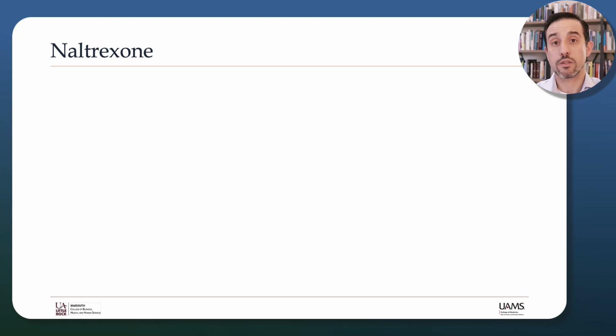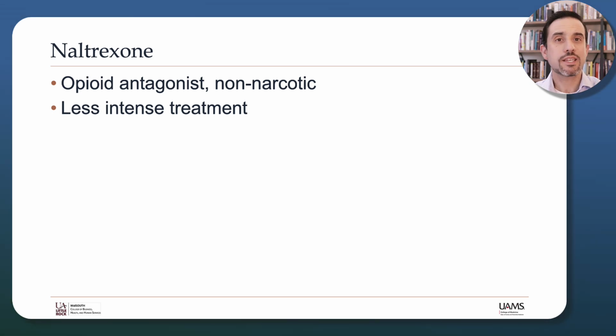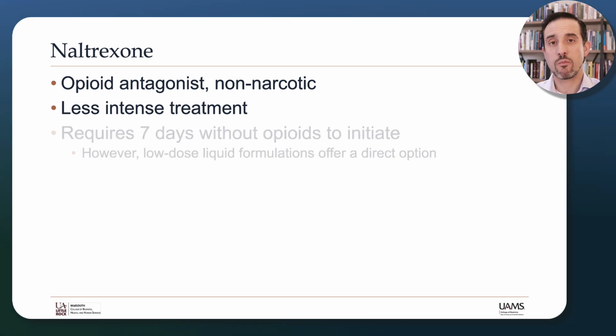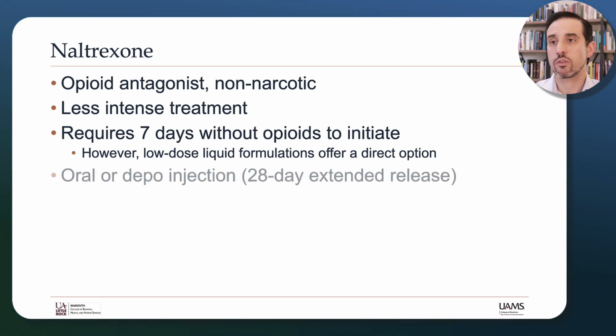The third option is naltrexone. And naltrexone actually is an opioid antagonist, as I mentioned, so it's a non-narcotic, so it's a less intense treatment. You're not going to over-medicate someone with naltrexone, for example, in the same way you might with methadone. However, aside from some more experimental, although seemingly successful models, you do have to be off of all opioids for 7 days to begin treatment with naltrexone, and that can be very difficult for some folks if they've been misusing opioids. Again, there are some options being researched that allow for a quicker induction, and you're welcome to look into those if you're interested. But for the most part, if someone's looking to use this, you'd have to wait a little bit to get them on it.